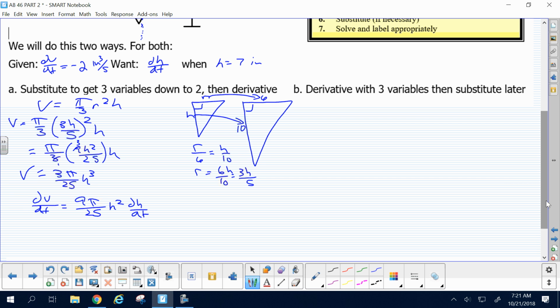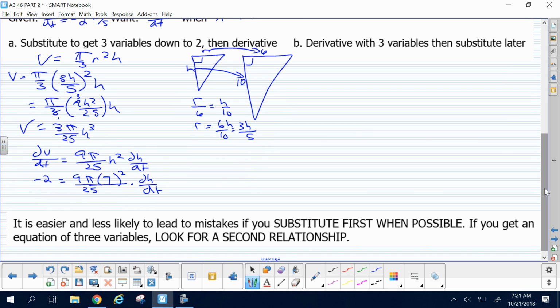Be careful with your derivative. Obviously, you've got to get that right. And let's substitute in. I know dV/dt is negative 2. 9 pi over 25 H squared. They say at the instant we're looking at, the height is 7. So I'm going to put in a 7 there. dH/dt then is what I have to solve for.